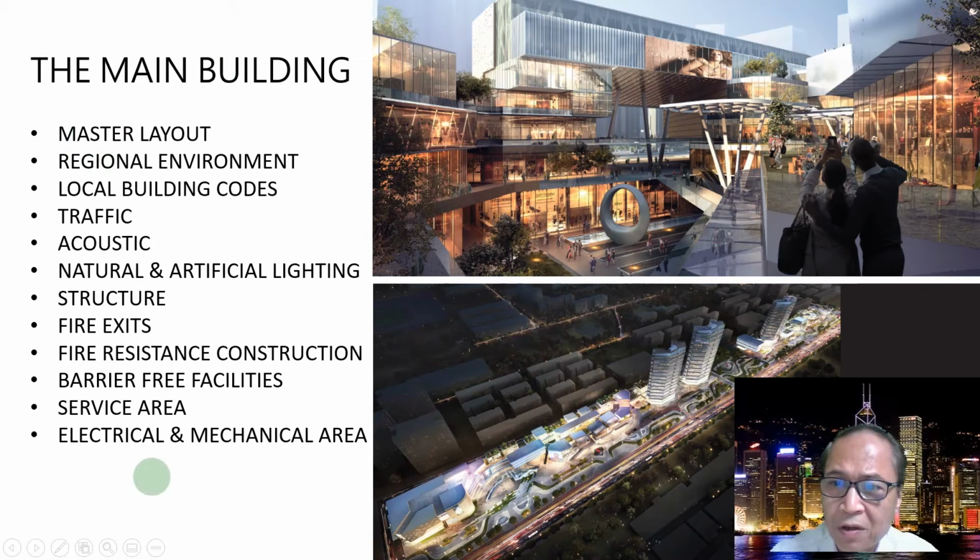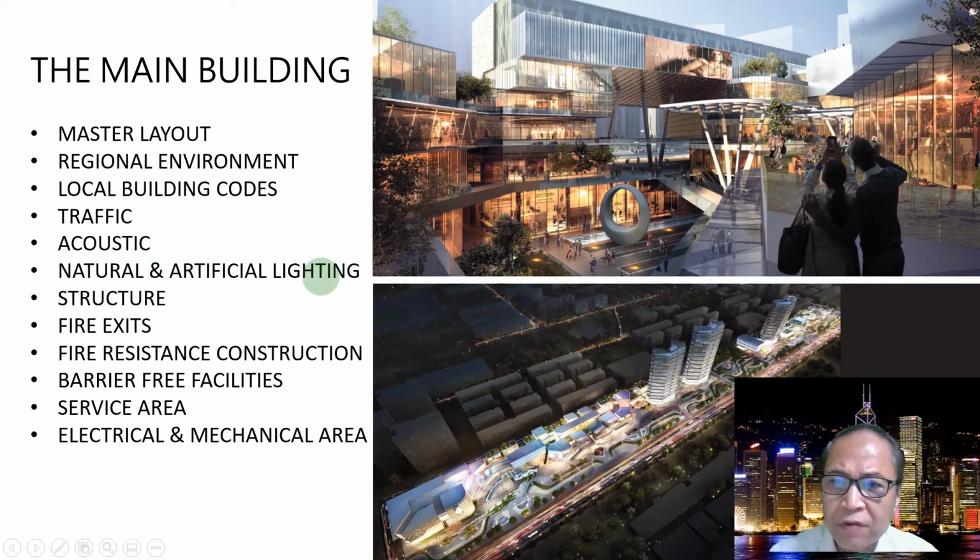There are many things to consider for the main building of a shopping center: the master layout, regional environment, local building codes, maybe also the climate. You see, the climate and the local traffic, and acoustics are very important if the shopping center is close to the highway.